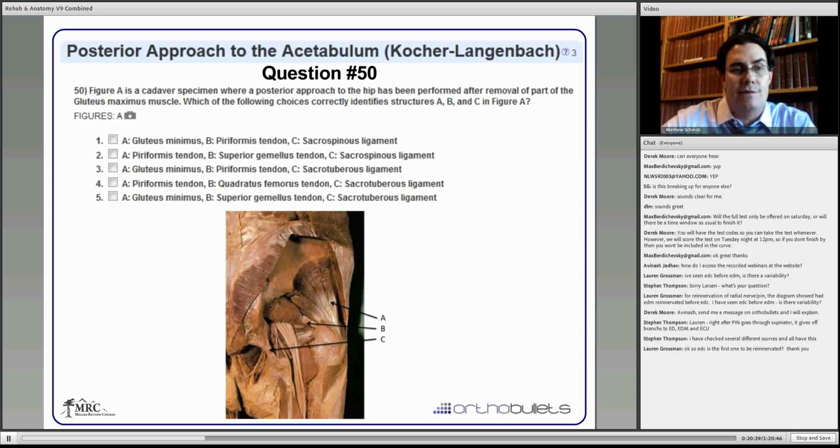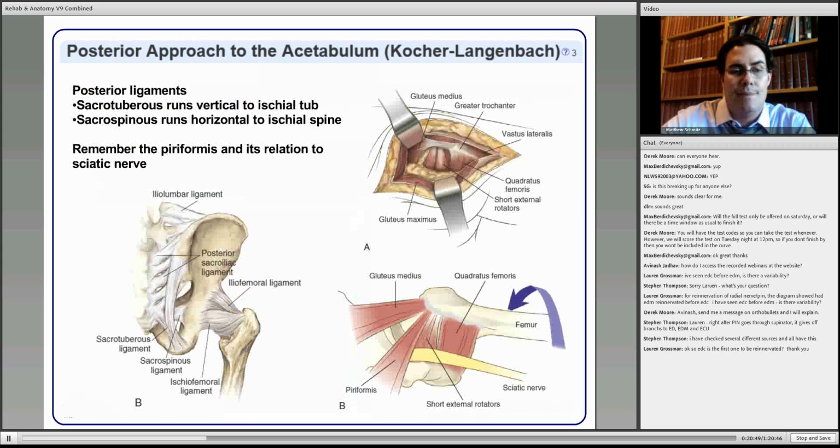Figure A is a cadaver specimen where a posterior approach to the hip has been performed after removal of part of the gluteus maximus. Which of the following choices correctly identify structures A, B, and C? And so this has to do with our posterior approach to the acetabulum or posterior approach to the hip. And you need to know a couple of things.